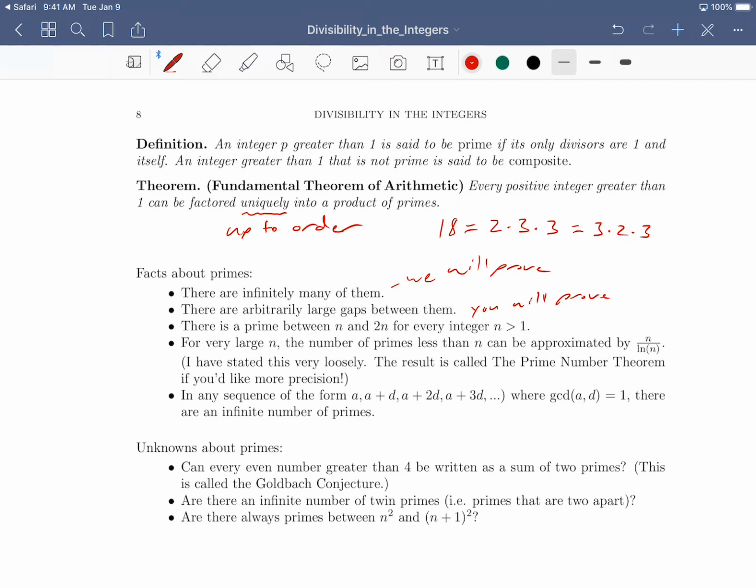All right, a couple more. So there is a prime between n and 2n for every integer n, as long as n is bigger than 1. So between 4 and 8, for example, there's a prime, and that's 7.